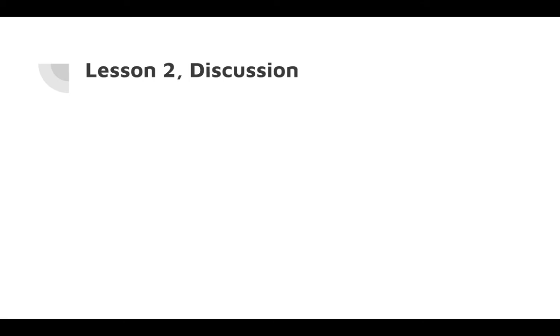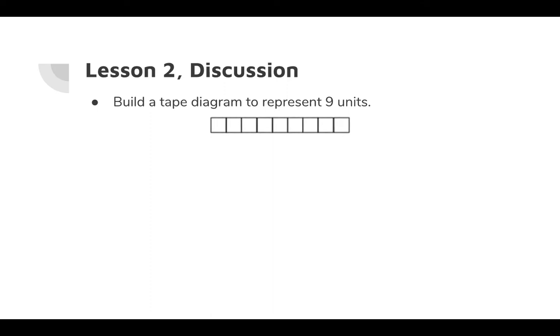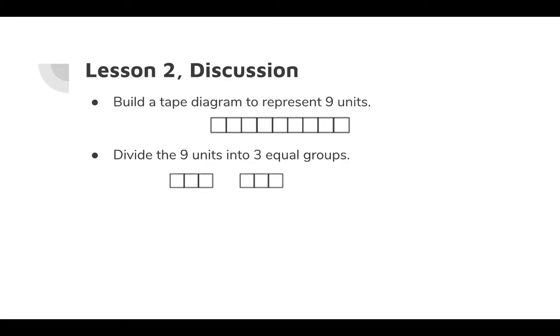So just a quick discussion. This is one that you don't have to copy. You can just listen or take down notes. You had your notes that you took earlier from lesson 1. You can continue this. So let's say we build a tape diagram to represent 9 units. Here's our 9 units. Now, it's asking us to divide the 9 units into 3 equal groups. 1, 2, 3. So we have divided our 9 units into 3 equal groups.